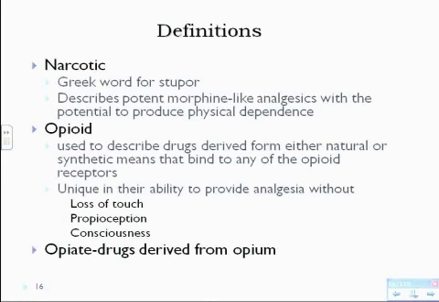Opiates are used to describe drugs derived from either natural or synthetic means that bind to the opiate receptors. What's really unique about opiates is that you don't lose touch, you don't lose proprioception, and you don't lose consciousness. Some people will appear to be asleep. If you give them enough narcotic, they appear to be asleep, but they're not. They're just really somewhere else, but they're still there. If you cause enough painful stimulus, or you tell them to open their eyes, they will all of a sudden open their eyes, and you'll be freaking out, because they appear to be dead.